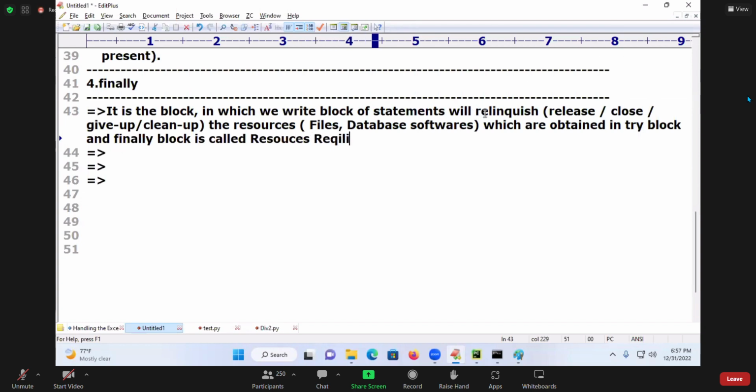And hence the finally block is called which block? Resources relinquishing block. Resources relinquishing block.